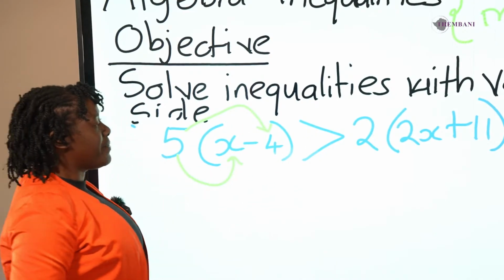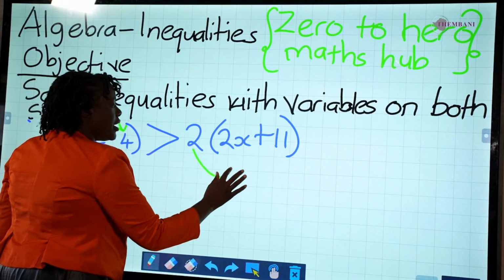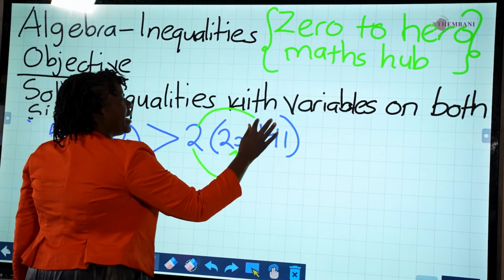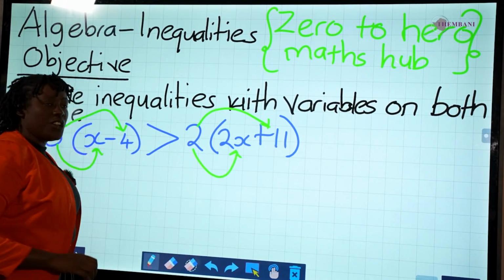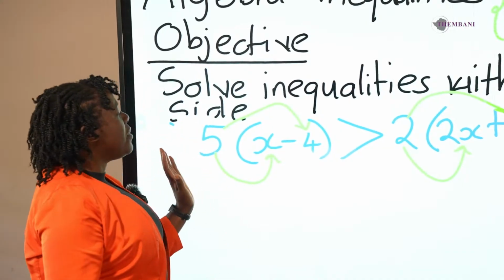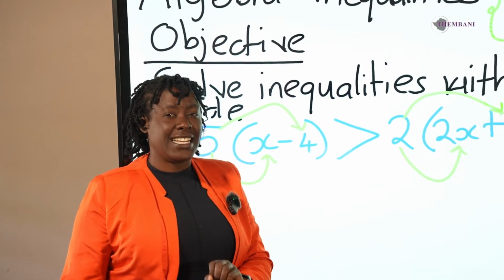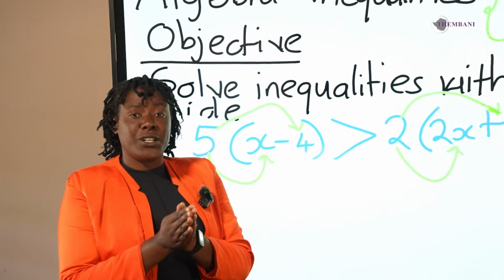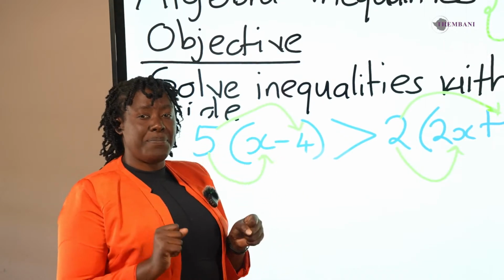And then on the other bracket, same thing, this 2 is multiplying this 2x. At the same time, this 2 again is going to multiply the 11. So we are saying what is outside the bracket is going to multiply everything that is inside the bracket. But our inequality sign is not going to change. Our focus for now is just on removing the brackets.